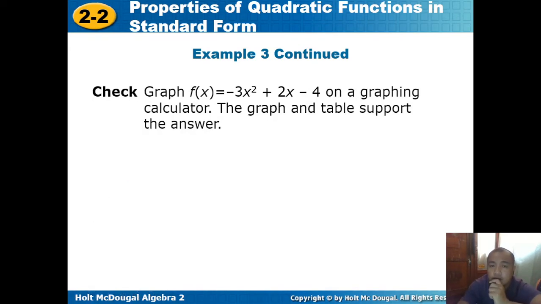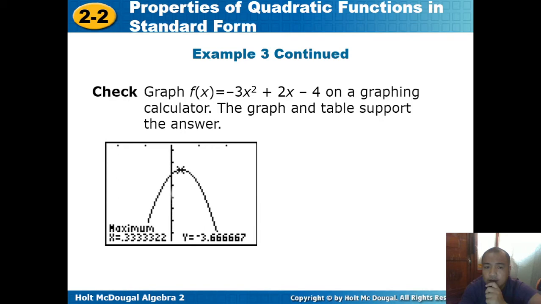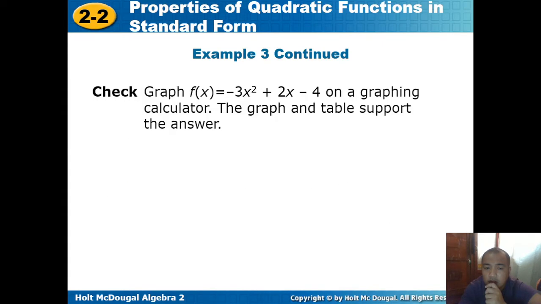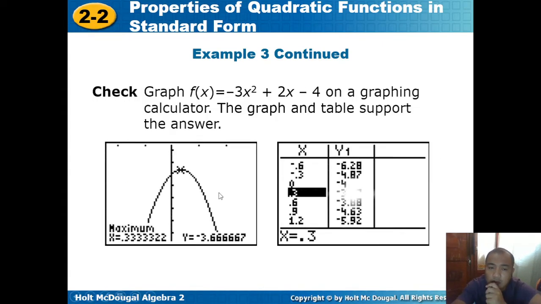Graph f of x equals negative 3x squared plus 2x minus 4 in a graphing calculator. Alright. Vertex at 0, negative 4. It has a maximum value. Maximum value is negative 11/3, or 3.333, and this is 3.67.